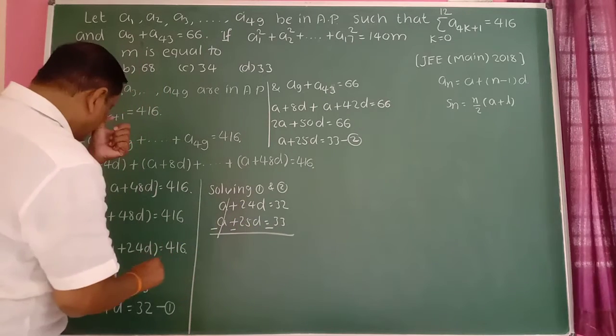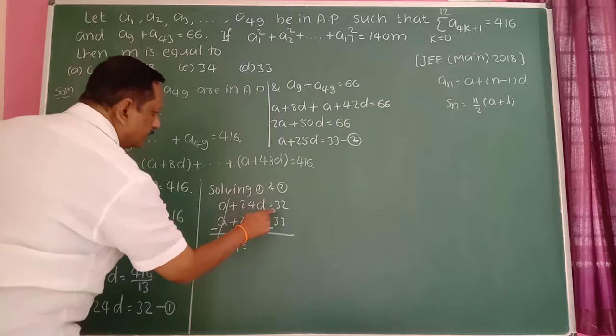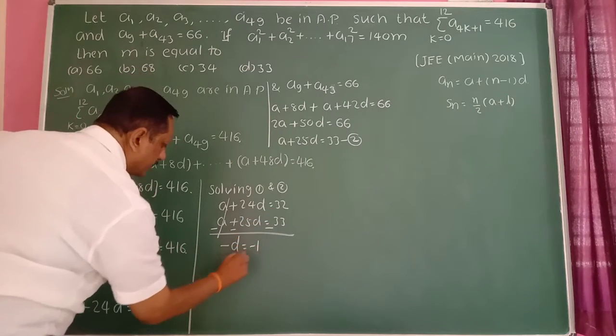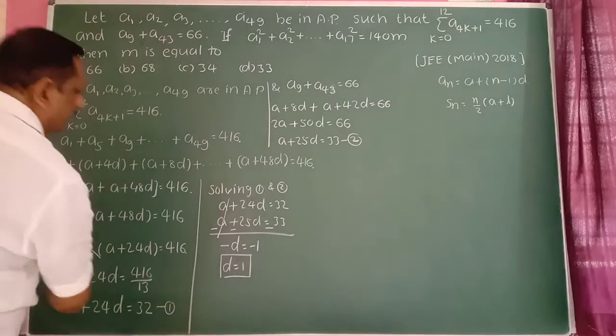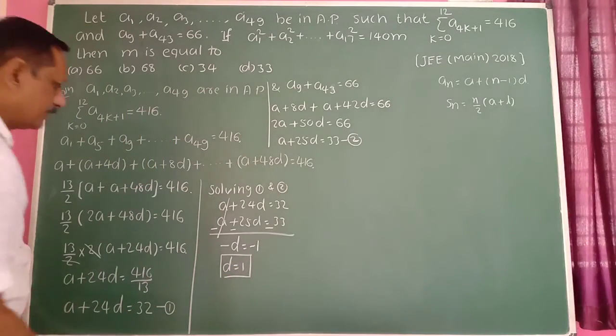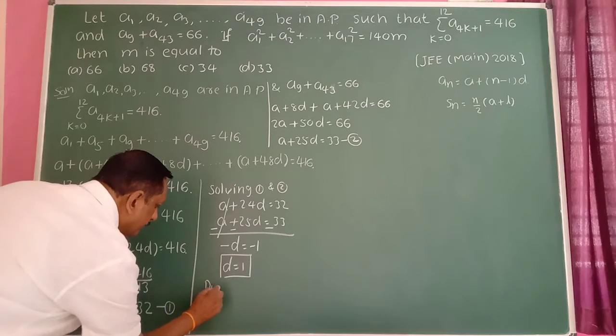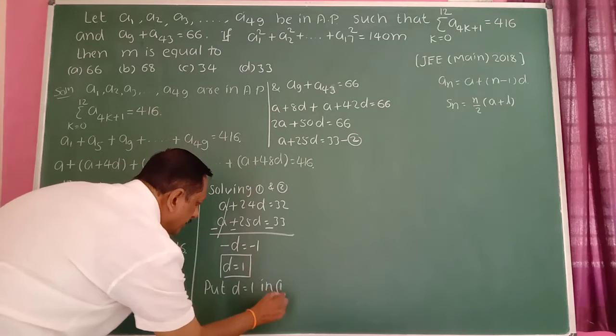Cancel A here. 24D minus 25D gives minus D here. 32 minus 33 gives minus 1. Therefore, the value of D is equal to 1 here. Put D is equal to 1 in equation 1.